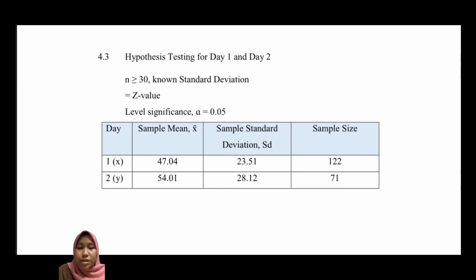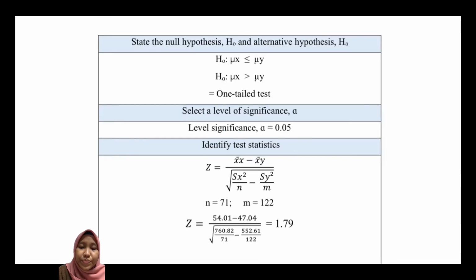For the first calculation, we use Z-test to calculate the hypothesis testing for day 1 and day 2. This is the data that we got from the previous calculation. We refer to day 1 as X and day 2 as Y. Firstly, we state the null hypothesis H0, which is mean X is less than or equal to mean Y, and HA, the alternative hypothesis, is mean X is greater than mean Y. This is a one tail test.